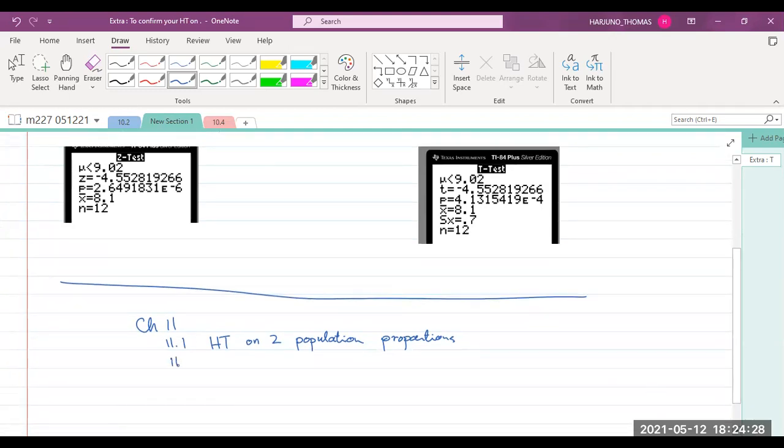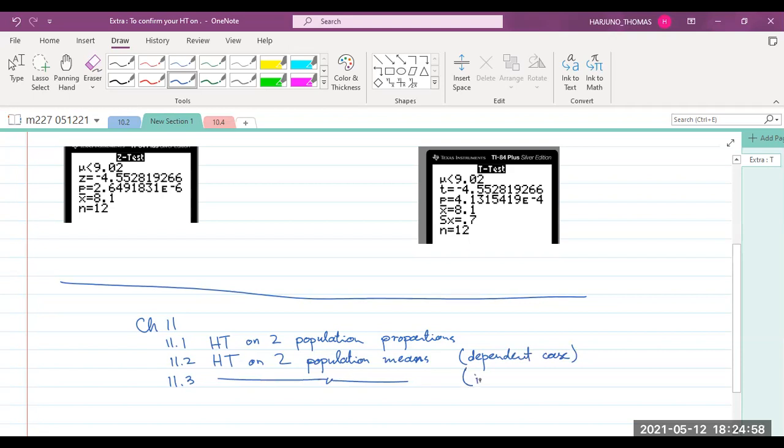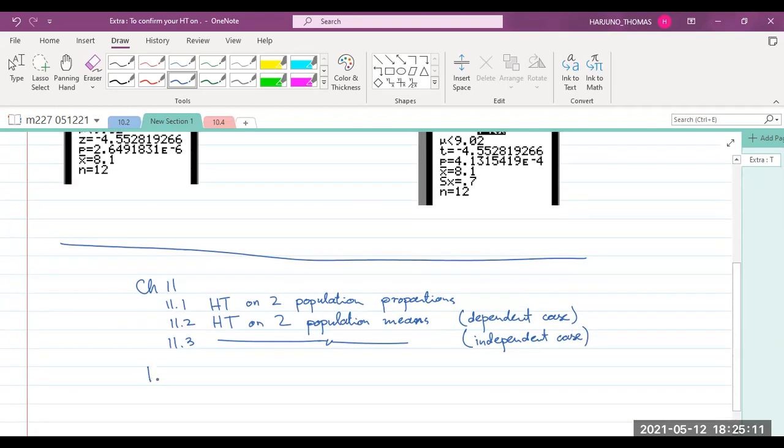And then we have hypothesis testing on 2 population means. Now I forget which one is which. I think 11.2 is the dependent case, and 11.3 is the independent case. Now I may happen to switch them. And then after that, the last topic we will do is linear regression.